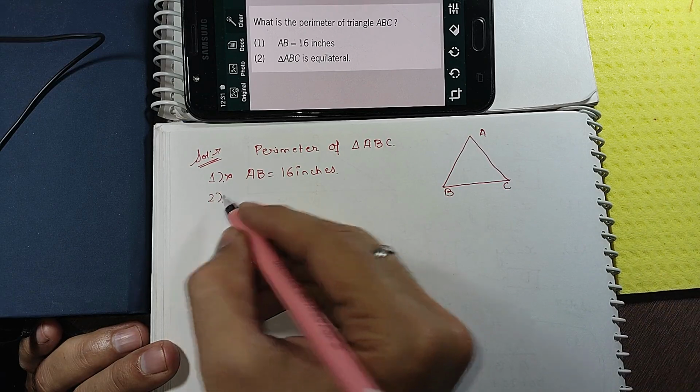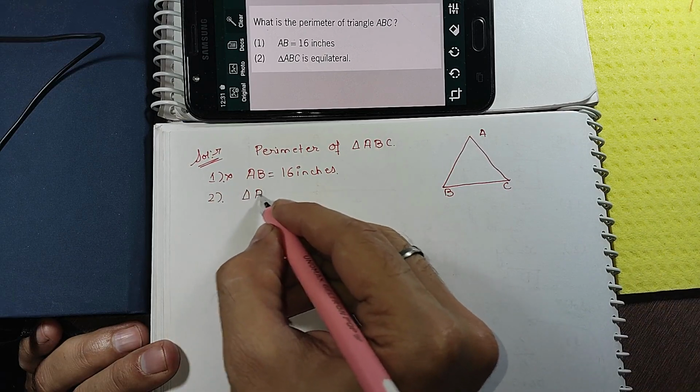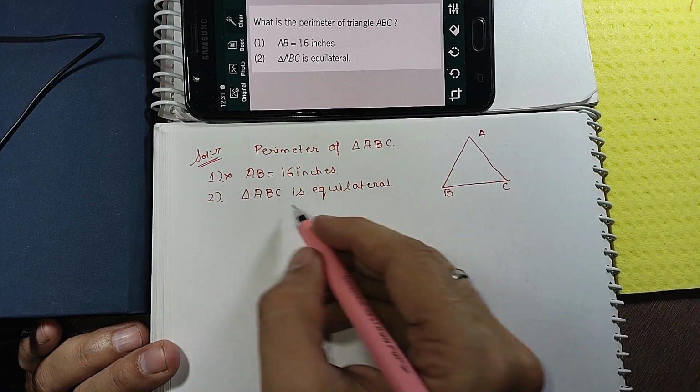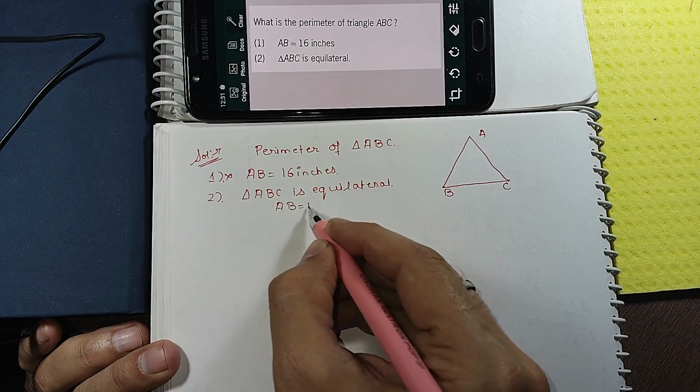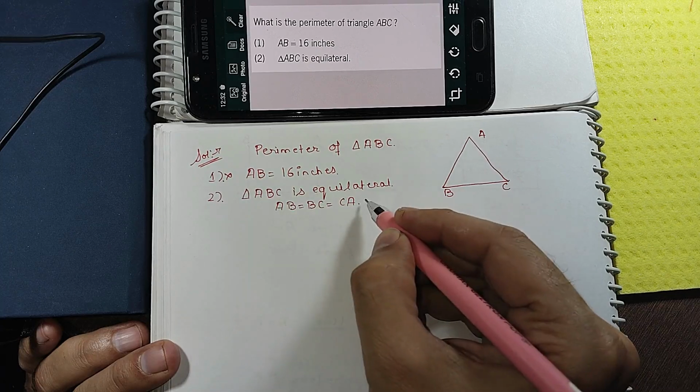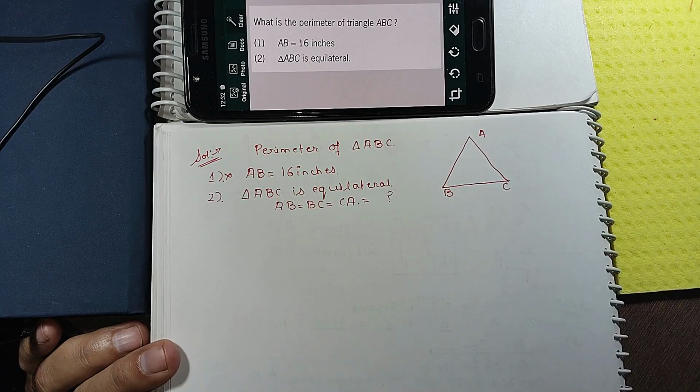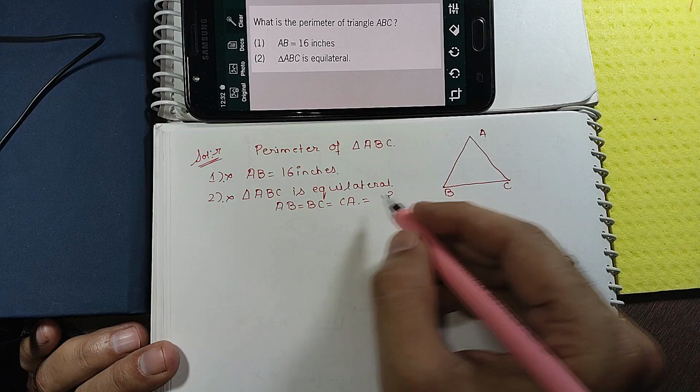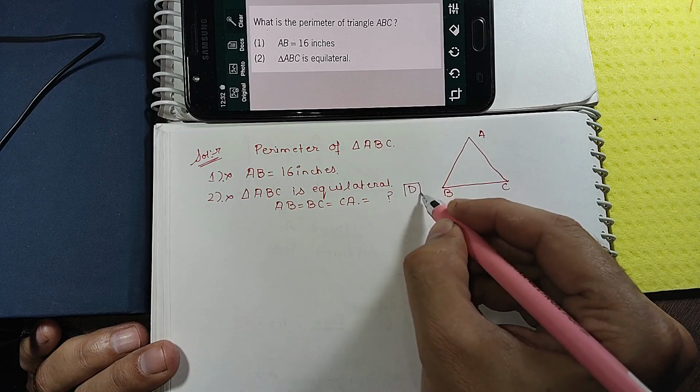Now statement 2 says that triangle ABC is equilateral. So that means AB is equal to BC is equal to CA. But again we must know the value of a side to know the perimeter. So statement 2 is also not sufficient alone to answer this question. So this means option D will also not be correct.